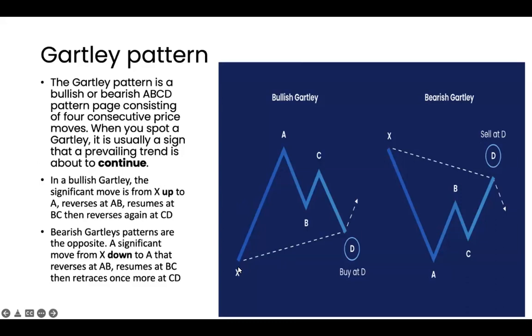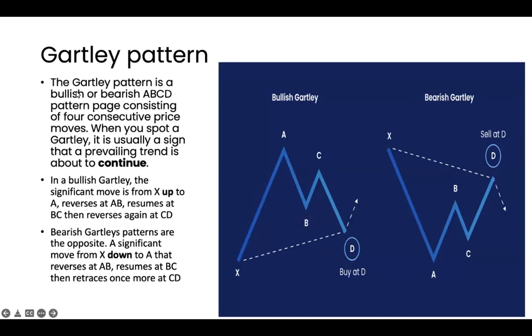The trend goes upwards. Now, because the trend is going upwards, that's why it's called a bullish Gartley. It gets to the point A. Now, from point A, it reverses, gets to point B, then moves up again to point C, and then reverses again and gets to what we call point D. You can see point D is circled here.